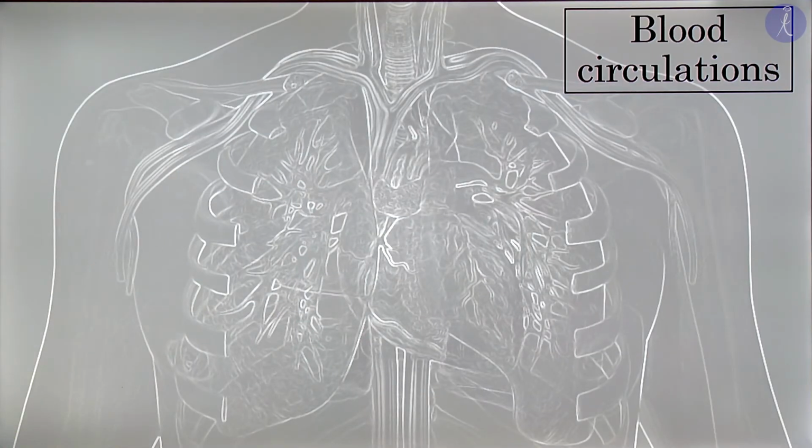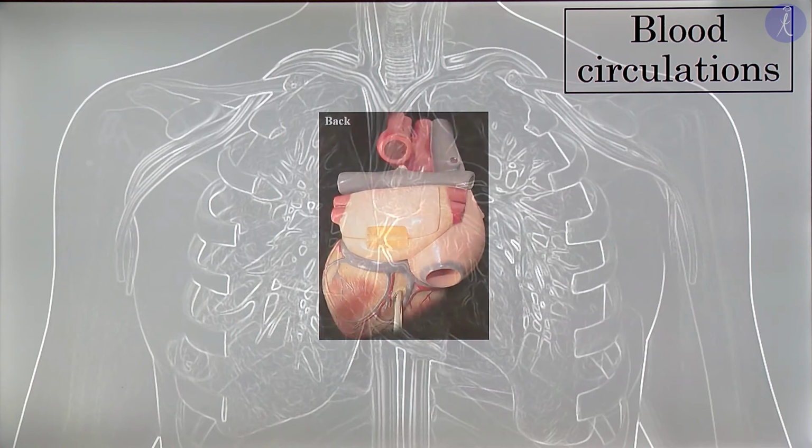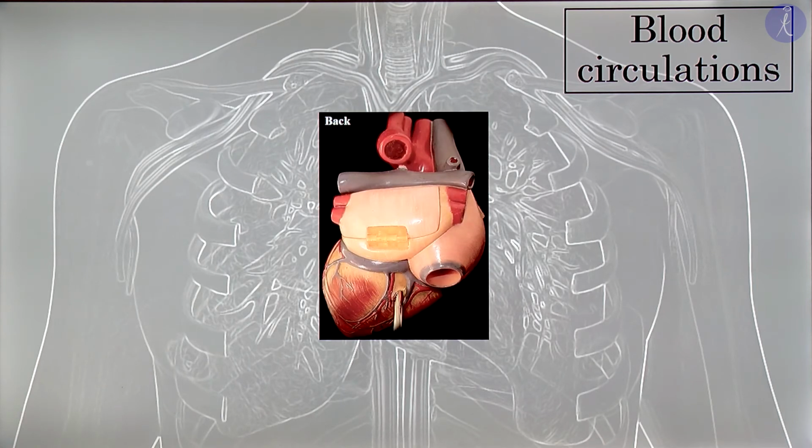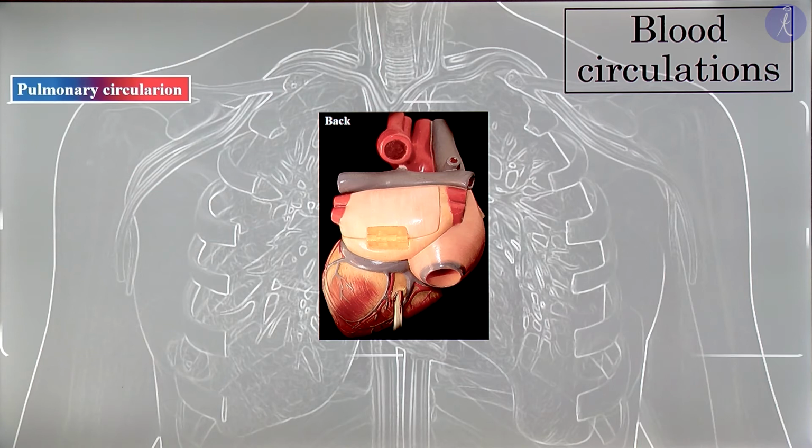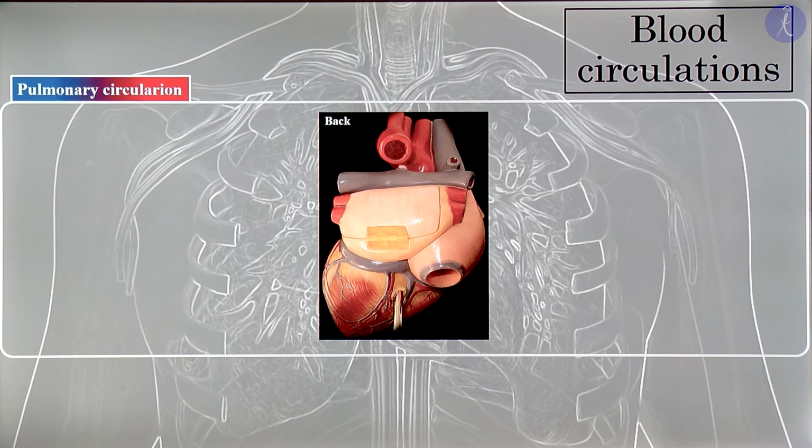Let's talk about the blood circulations. Two kinds of circulations we have. On the back view of the heart, I will show them. The first circulation is called pulmonary circulation.